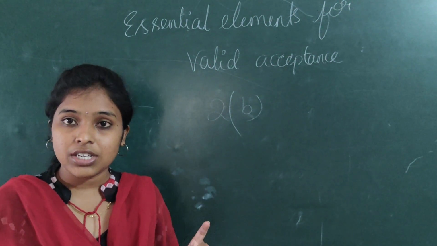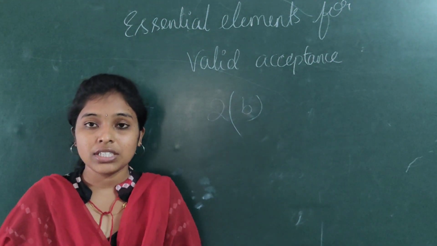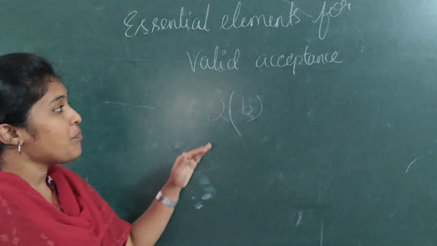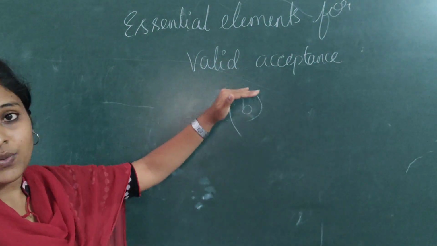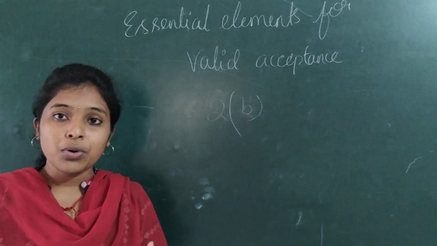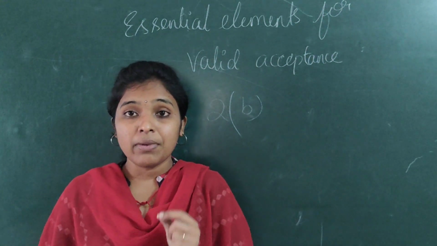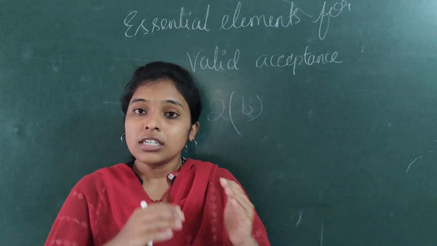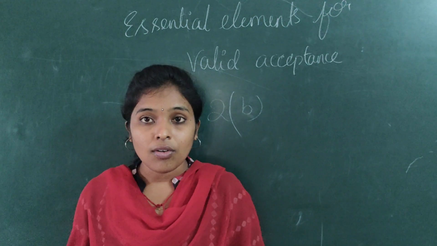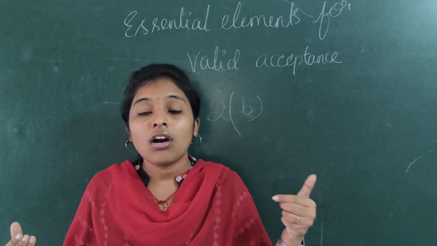You need to remember the sections and the year also, and most importantly you need to mention the case studies in the business law subject. So what are the essential elements for a valid acceptance? The first one is that it must be given by the offeree. The person giving the offer is called the offeror, and the person who is receiving the offer is called the offeree.